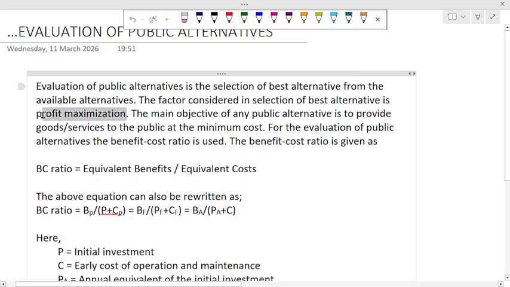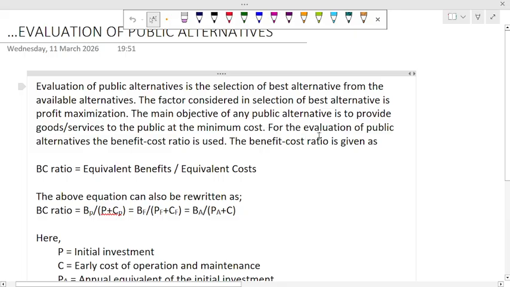Now the factor considered in selection of the best alternative is profit maximization. Of course, who doesn't want to make profit? We all want to make profit. So this is the objective, this is the factor considered: profit maximization. Now the main objective of any public alternative is to provide goods and services to the public at minimum cost. You want to spend little and provide what the public needs. Of course, that's the objective. Spend little and make profits: profit maximization, but at minimum cost.